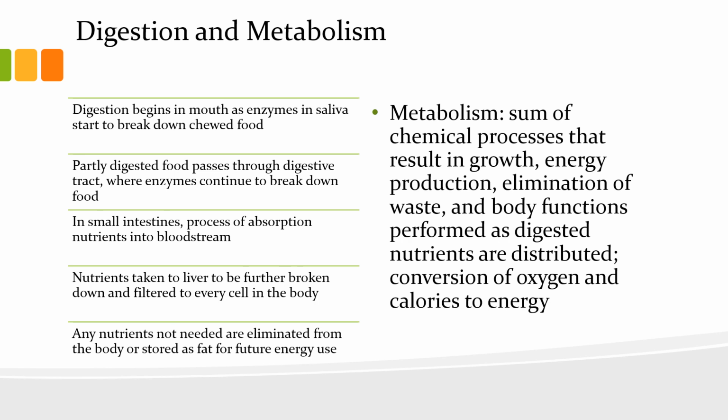So we have our digestion, and then we have metabolism. Metabolism, here you can see, is a sum of chemical processes that result in growth, energy production, elimination of waste, and body functions performed as digested nutrients are distributed, and the conversion of oxygen and calories to energy.